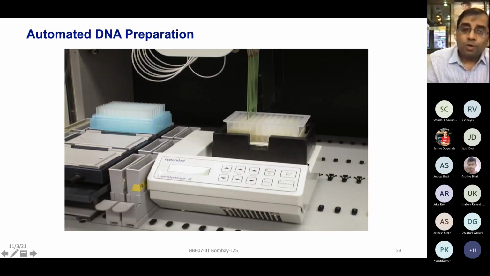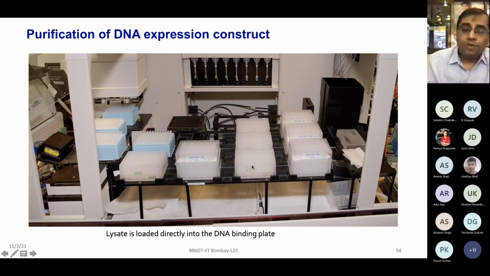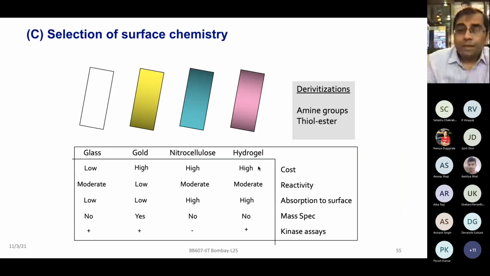Now you are making those deep well block plates. I've already shown you in the video how to do this DNA prepping. Multiple plates in a single assembly setup you can easily do. These are all 96 blocks. 300, 400 DNA purifications could be done in just one or two hours' time.